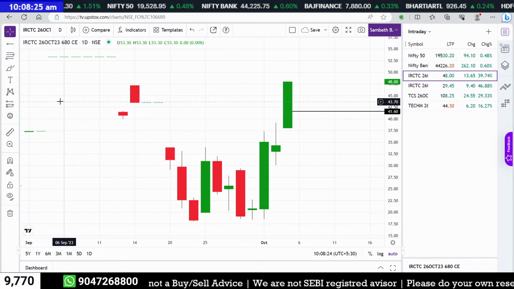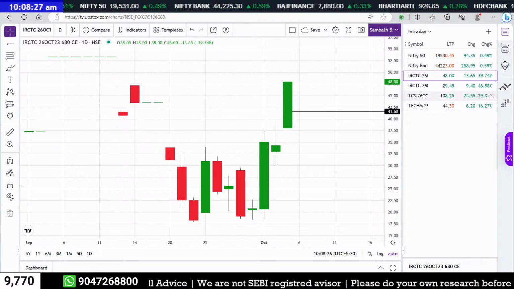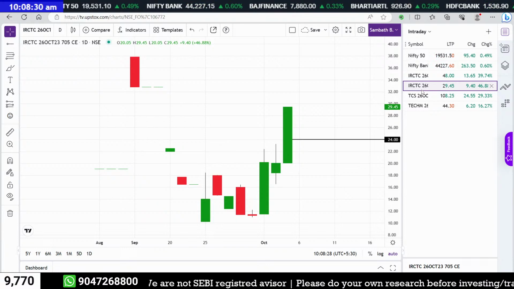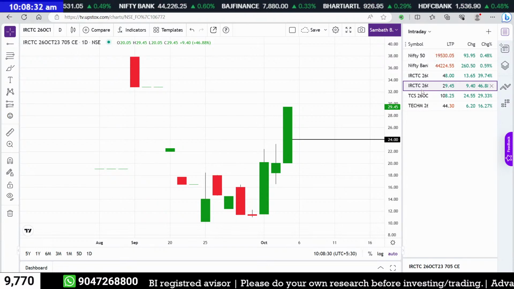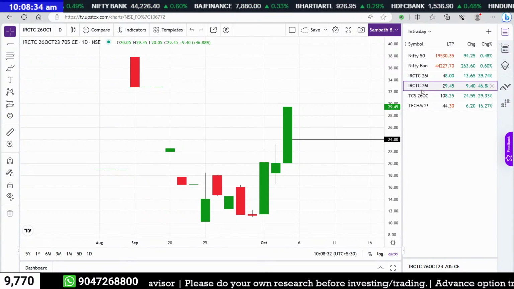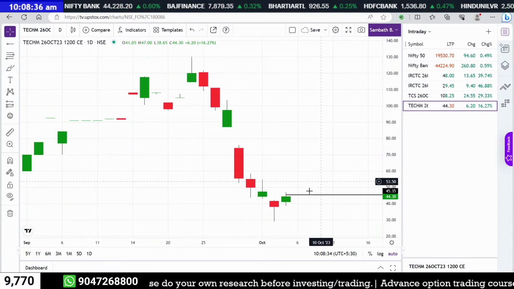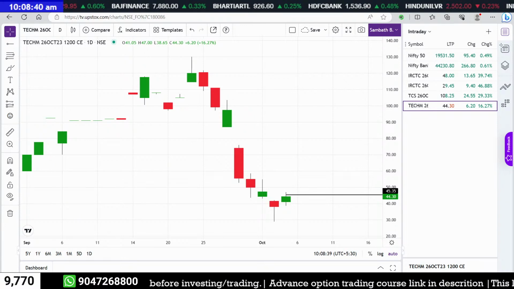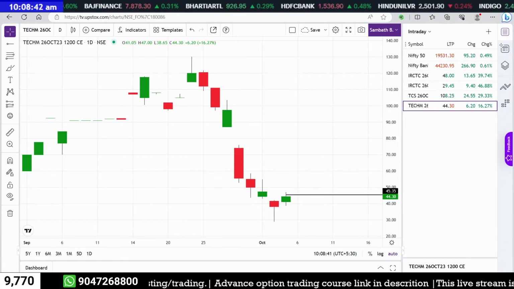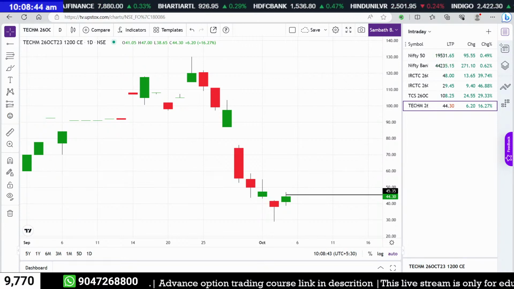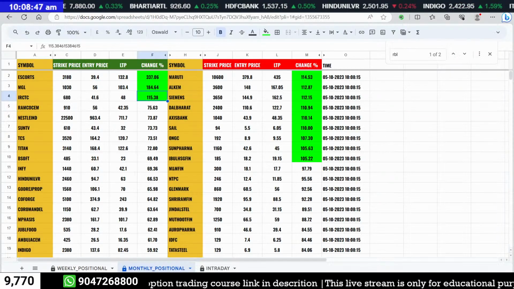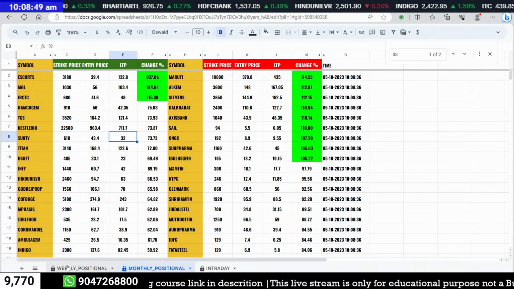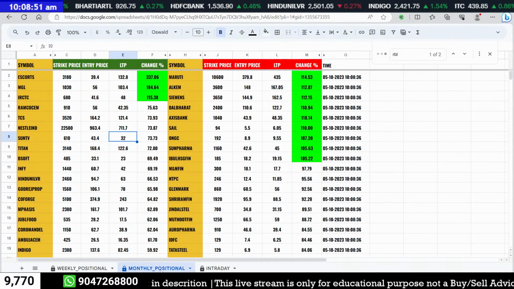Or if you are an intraday player, you can book an intraday. We found it at 24, and now it is 29. And TCS was around 104 to 112, now it is 108. And TechM, which moved towards 47, is now trading 44.3, 1 rupee lower from our entry. So these are all the opportunities which we found based on our Google Sheet intraday scanner, and also by using our weekly and monthly position.